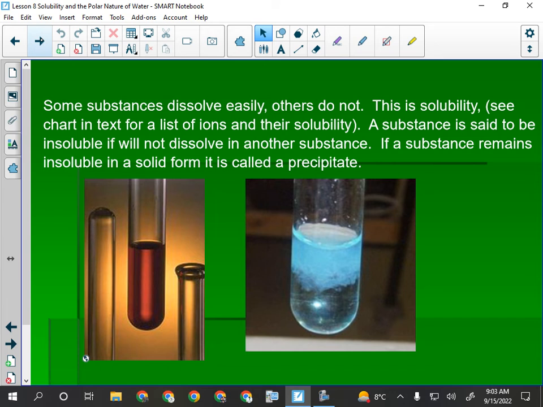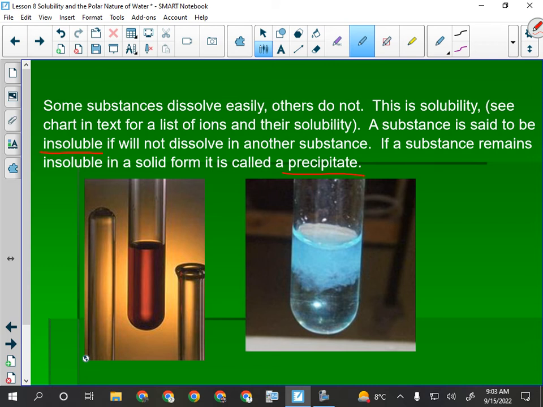If a substance remains insoluble in a solid form, it's called a precipitate. We're going to do some reactions in our reactions lab that will actually produce precipitates from two clear solutions. We'll mix two things together and we'll get a solid out of it. That solid will fall out of the solution like snow from the sky, hence precipitate. It falls out of the solution like precipitation falls out of the sky. That's going to be an important term to know. Precipitate, insoluble: those are important terms.